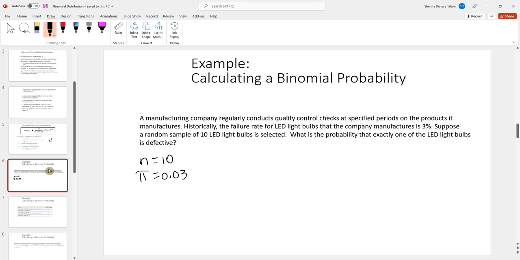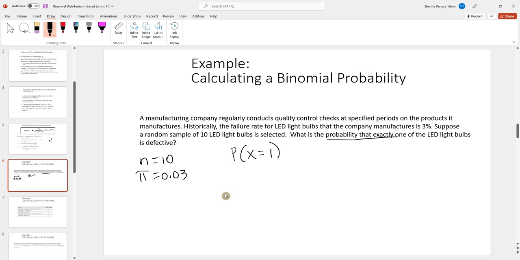We're looking to see what's the probability that exactly one of the light bulbs is defective. So what we want to do is calculate the probability that X is equal to 1. Okay. So I can plug this back in. This is quite simple to do with the formula if you know how to use your factorial buttons and everything. And we can go ahead and spit out an answer.